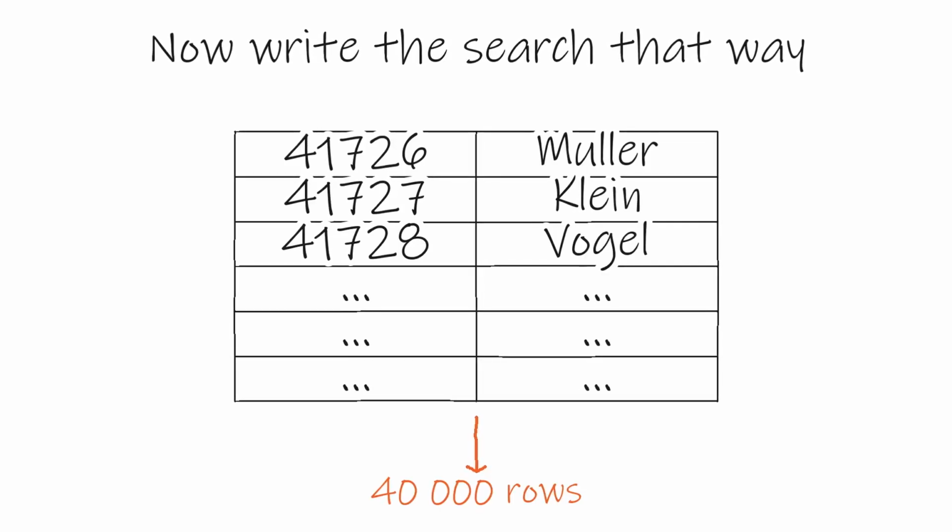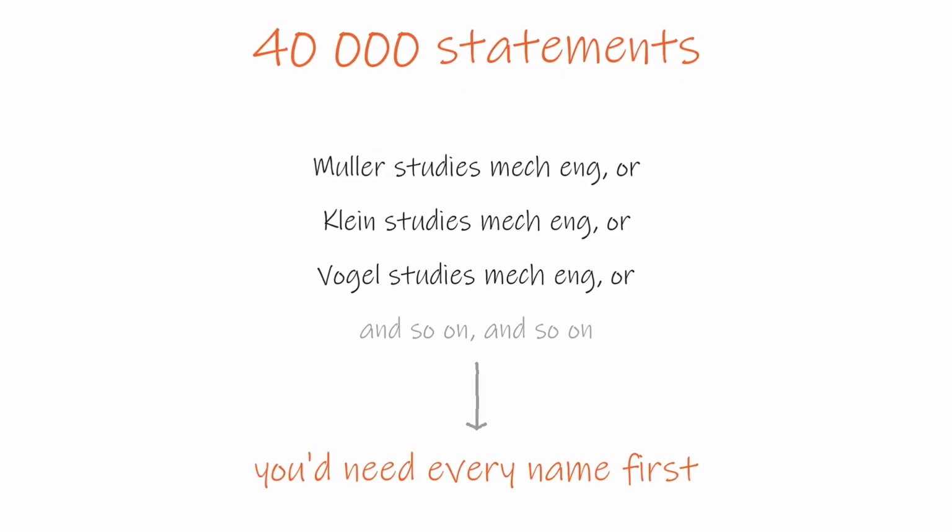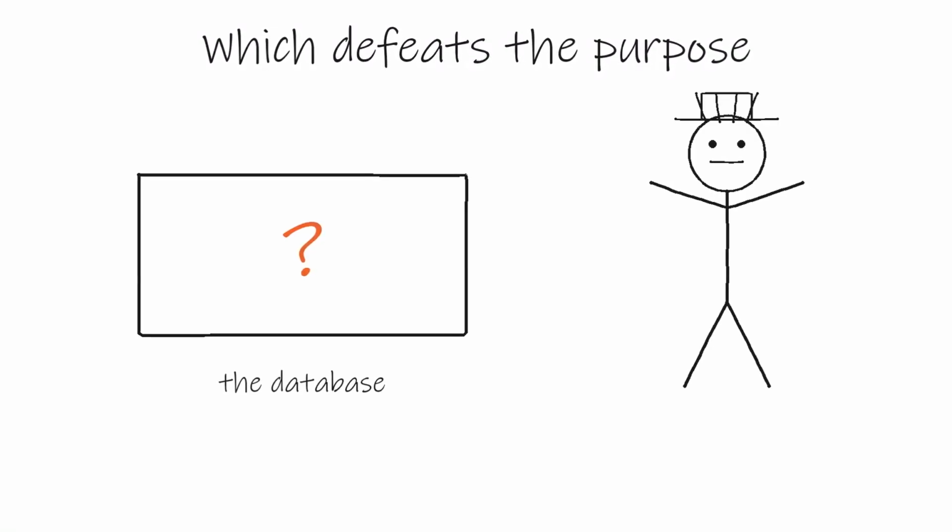The database has 40,000 rows. You'd need 40,000 statements. And to write them, you'd need every name, which defeats the purpose. You're searching because you don't know who's in there. So here's what a search query actually is.